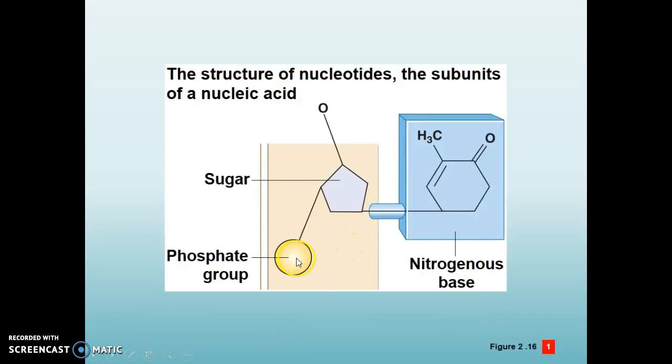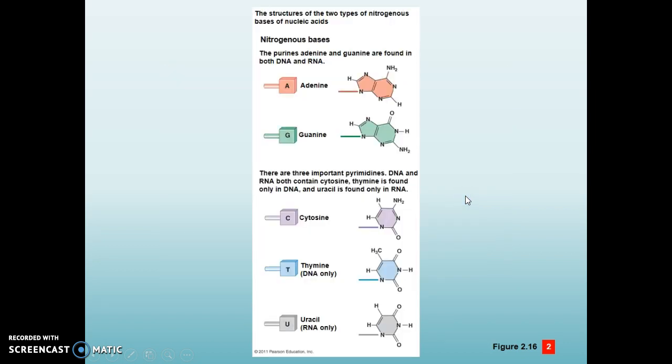So here's our structure. Phosphate group, sugar, and nitrogen-containing base. So here's a single ring structure. Okay, so the double rings, the purines, adenine and guanine, and the pyrimidines, cytosine, thymine, and uracil.